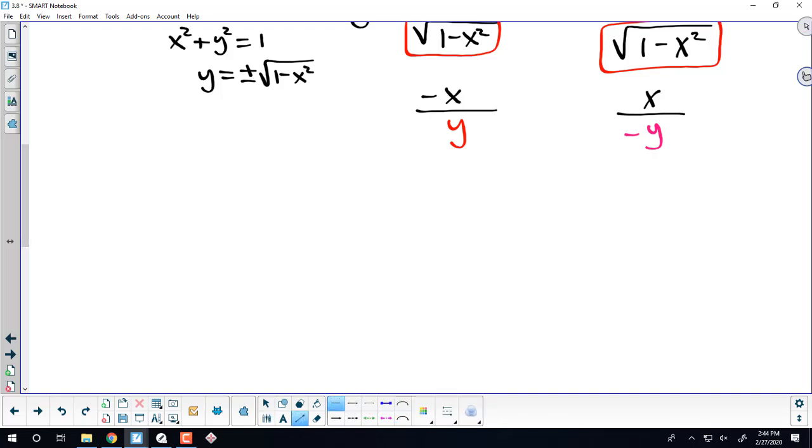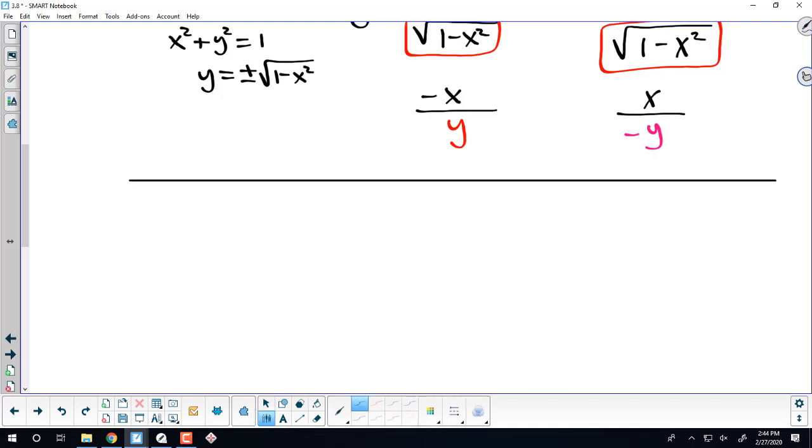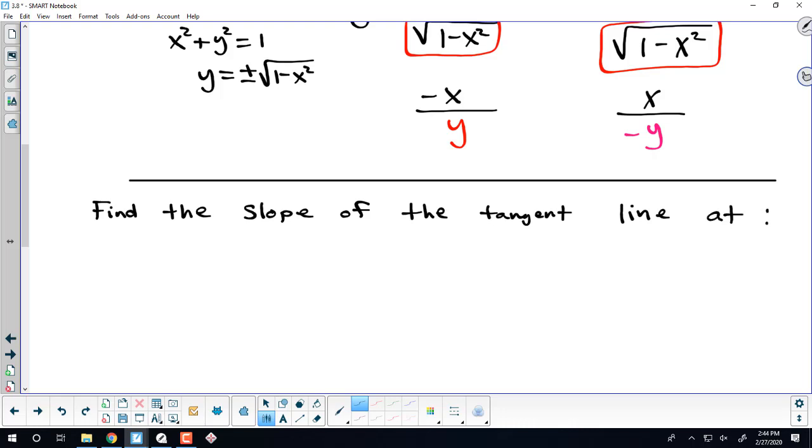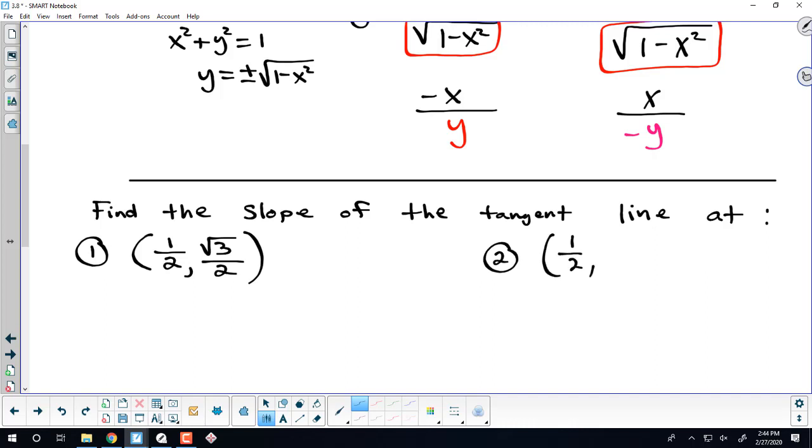Okay, so let's look at maybe one or two numerical examples here with the same function, the same derivative. Find the slope of the tangent line at, we'll look at just two points. At the point 1/2, root 3 over 2. And the second point, we'll look at 1/2, negative root 3 over 2.